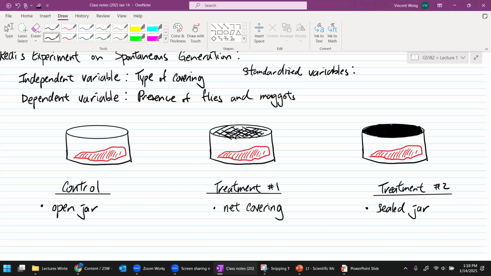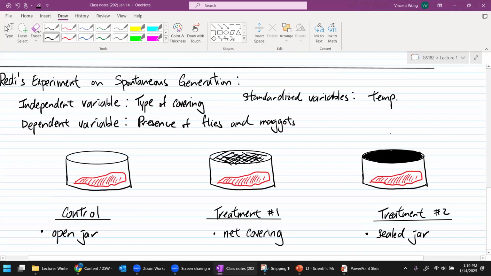Okay. For this to work, he has to keep everything else the same, right? So what are some things we need to ensure are consistent between the three groups? Yeah. Temperature, sure. They don't have fridges back then yet, right? 1600? Probably not. So leave them all outside. Okay, what else? Type of meat, yes. Type of meat and the quality of the meat, right? They should be the same age. You can't get a fresh piece and then an old one, right?